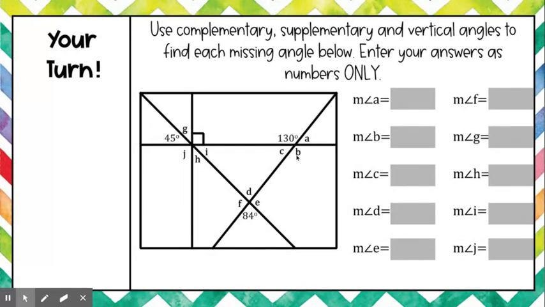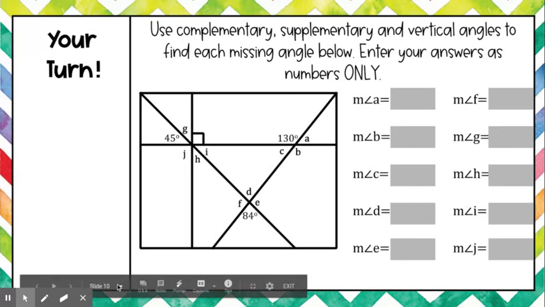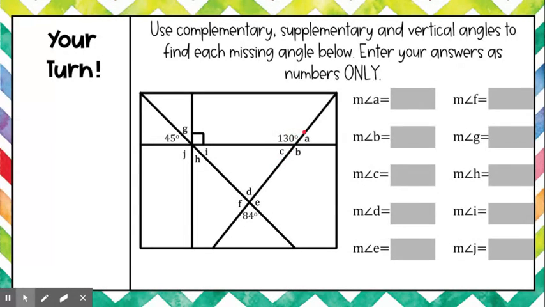But you know what else? We already know that angle B and this angle right here are adjacent from each other, and adjacent angles have the same measure. So this angle was 130. This angle was adjacent, so B is going to be 130.